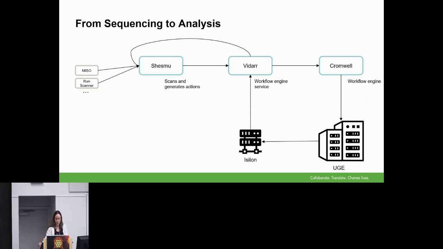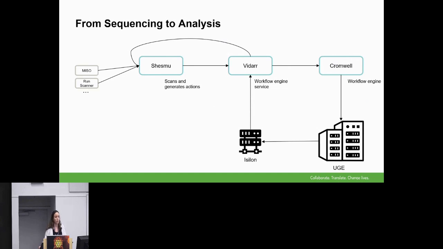Then our next system is VIDAR, which schedules workflows using Cromwell, and it collects the output from these workflows and stores them in their final location and continues to track the files and their metadata. And Cromwell finally is our workflow engine to run analysis workflows from our pipeline.